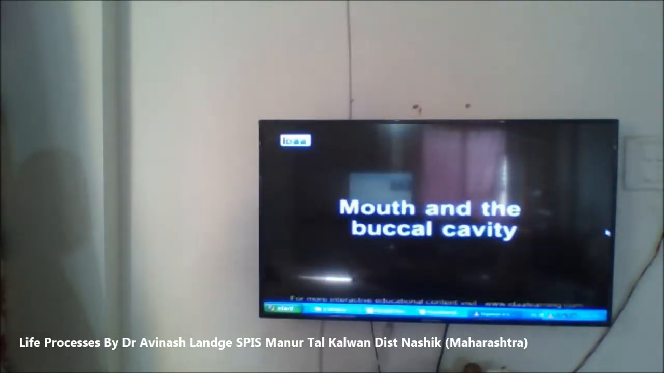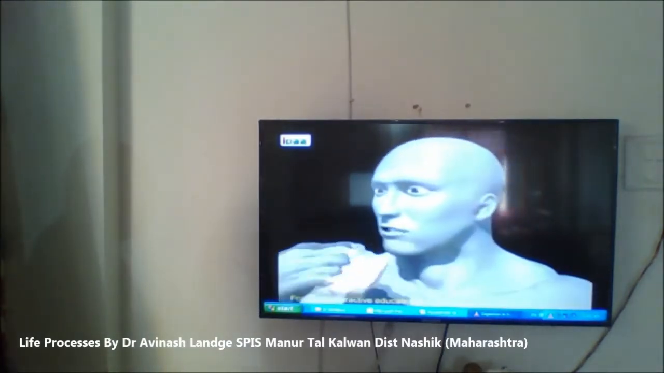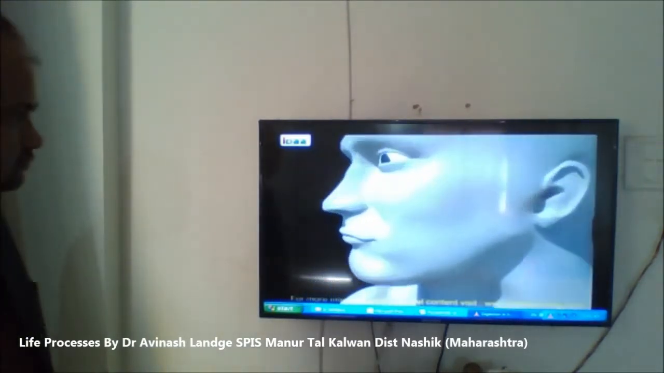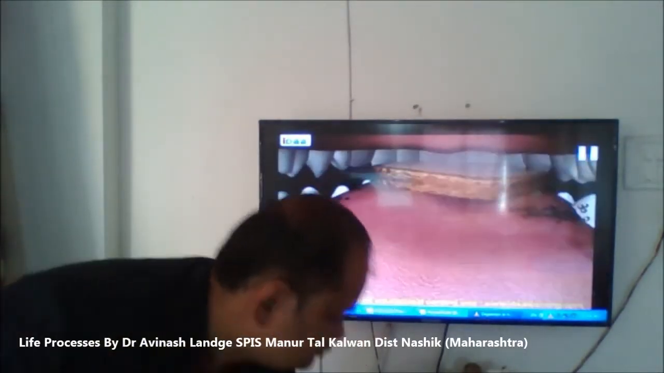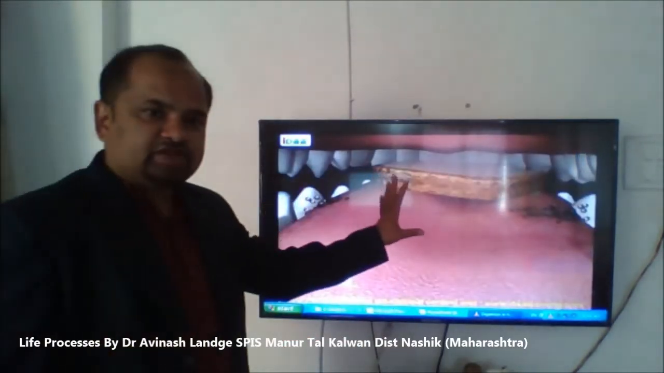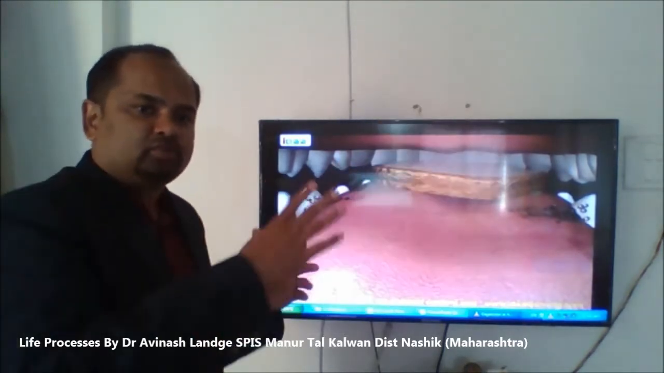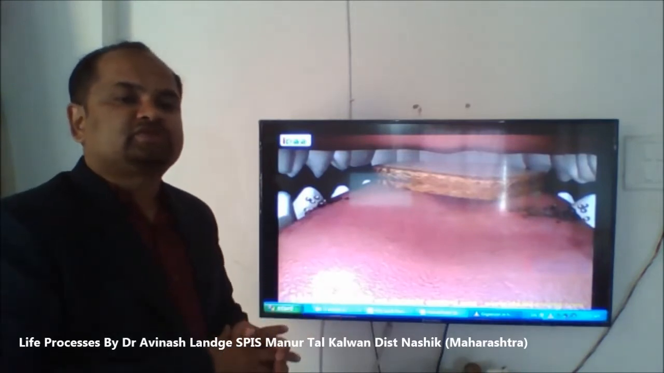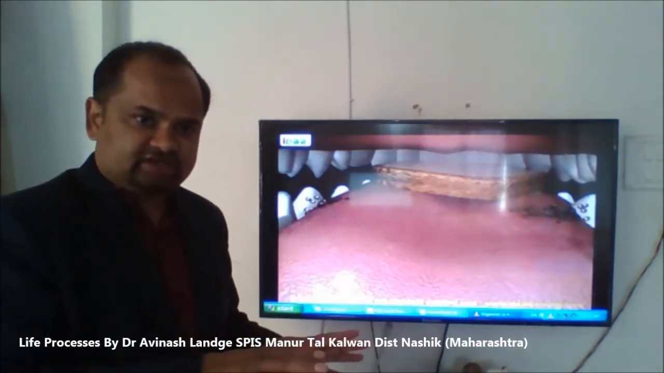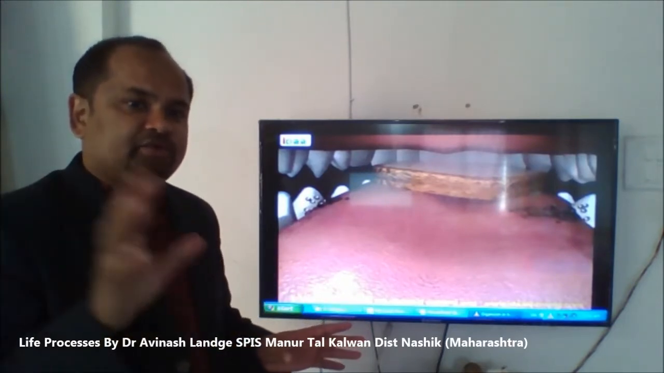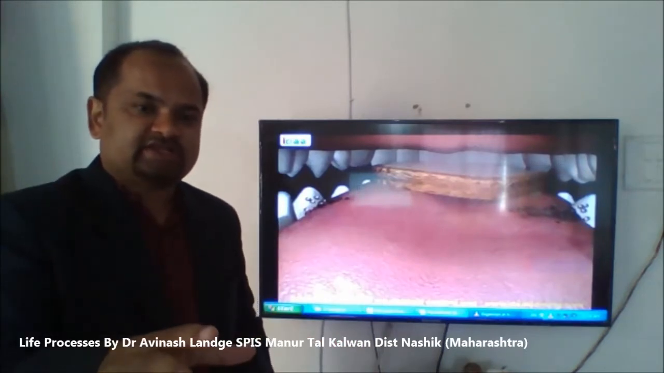Mouth and the buccal cavity. Food intake in human beings is through the mouth. This process of taking food is called ingestion. Taking food inside the mouth is called ingestion, and sending food out of the body is called egestion. Ingestion and egestion, only the I and E differ.